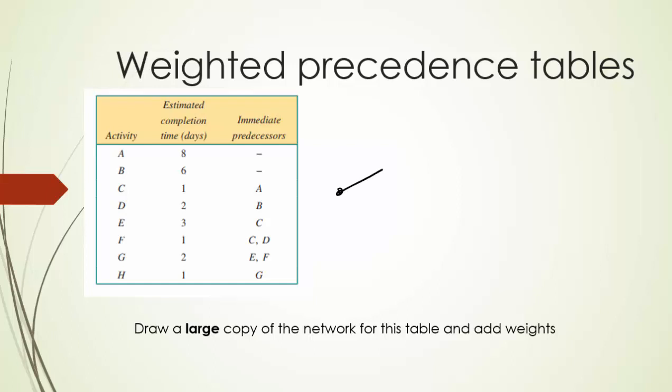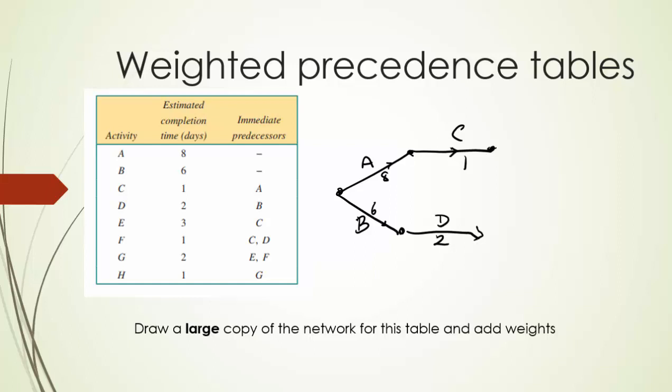Alright, so the start, A, is 8. I'm going to put that there. And B is 6. I'm going to put that there. Put the arrows in, although it starts to get a bit messy. C follows A and takes 1. Now you haven't got to do that to scale, as long as you indicate that activity C is estimated to take 1 unit of time. D follows B and has an estimated time of 2.